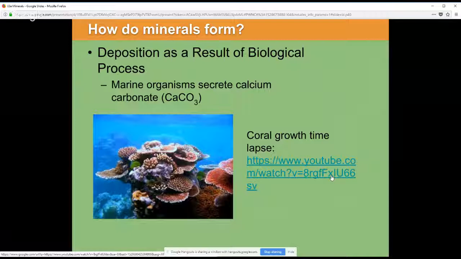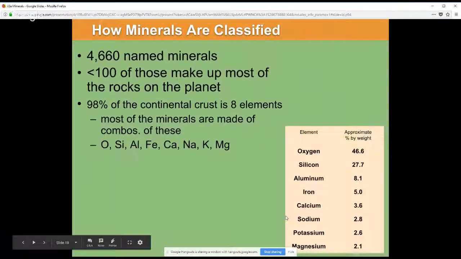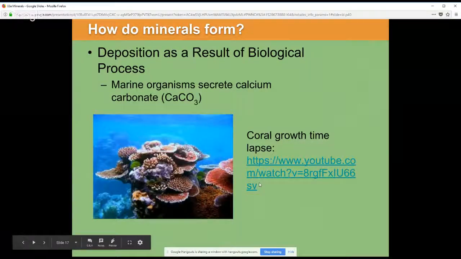Here is a YouTube link to a great time lapse showing this deposition of calcium carbonate by a coral in an aquarium over time. It's basically these little critters grabbing these ions, these charged atoms out of the water, and these molecules, and combining them to form their shells. And that is it for how minerals are formed.